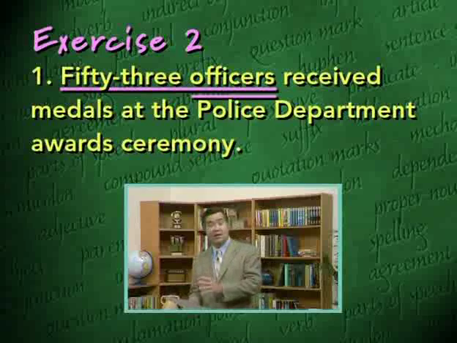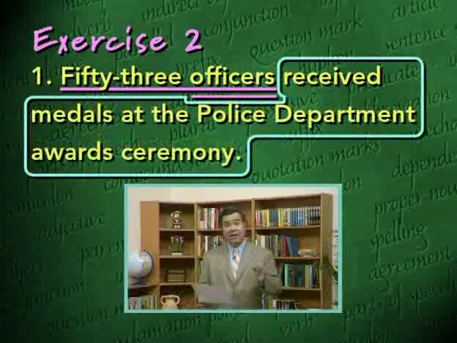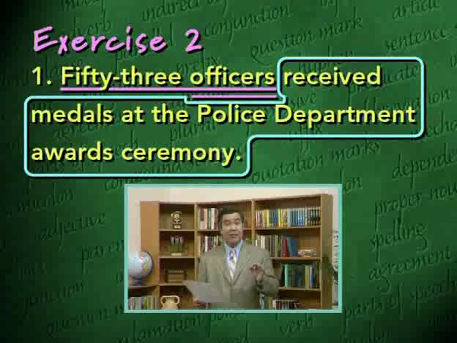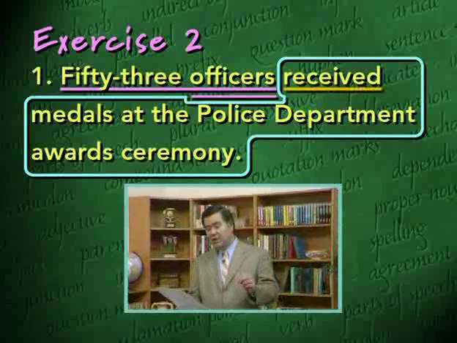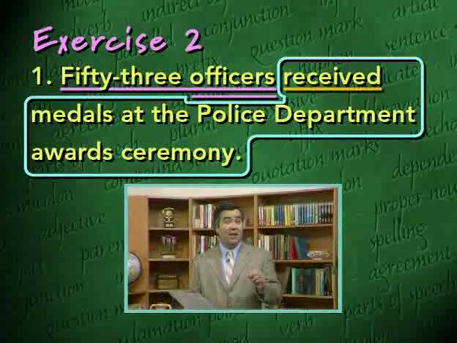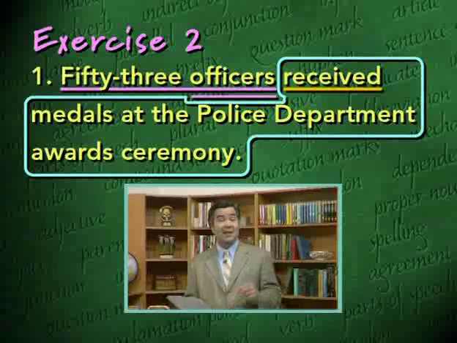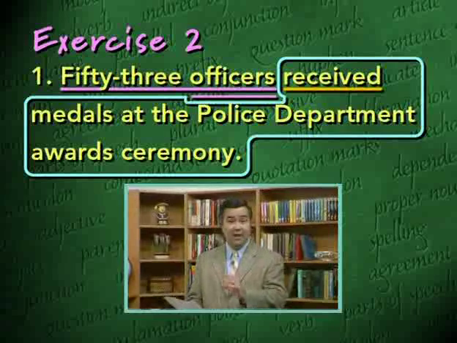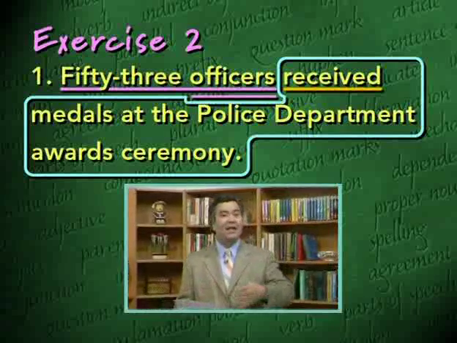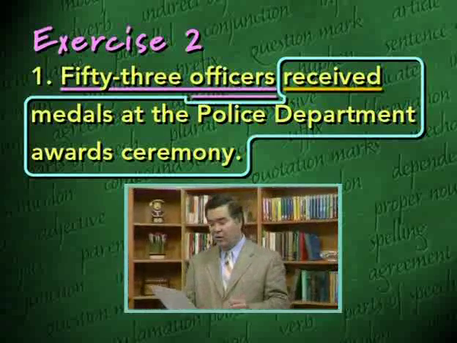That means the rest of the sentence would be the predicate. Were you able to identify the single most important word, namely the verb? That's the word that expresses the action that the officers did. The answer to that is received. Received is the verb in this sentence. It tells us what the officers did. They received something. All the rest of the predicate gives us more information about what the officers did.